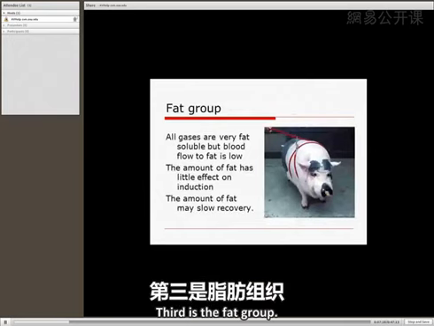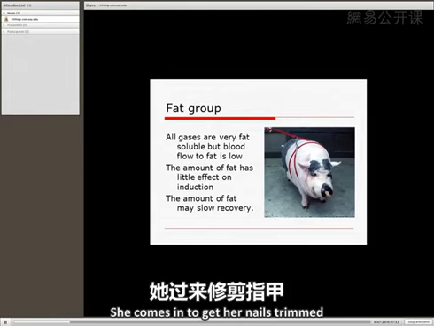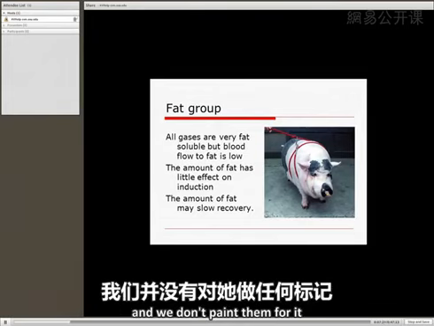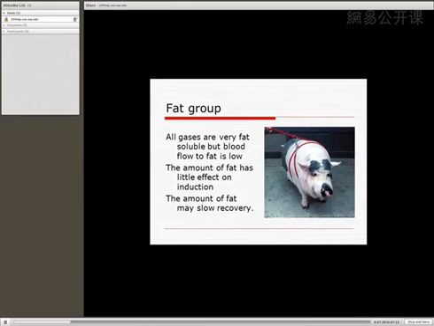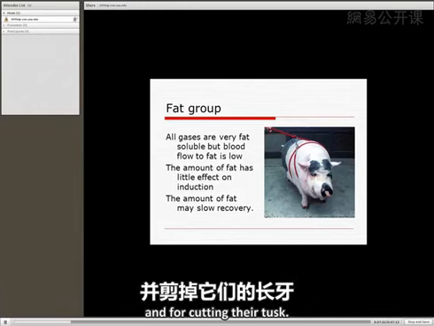Third is the fat group. This is April the pig. She lives in Grove City. She comes in to get her nails trimmed, and we don't paint them for her, but occasionally the owner does, and for cutting their tusks.